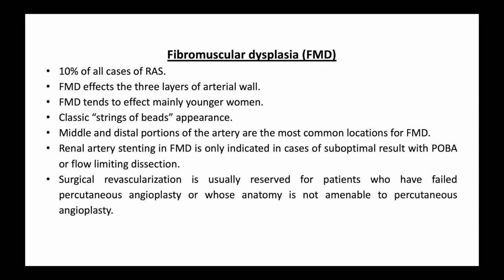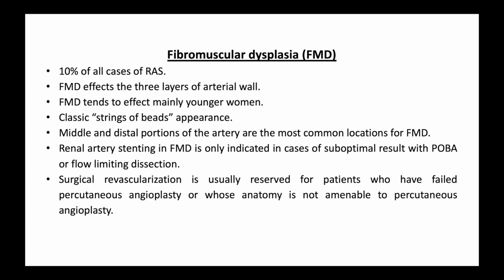Just a few, rather 2 slides about fibromuscular dysplasia. 10% of all cases of renal artery stenosis are due to fibromuscular dysplasia, and 90%, the bulk, is atherosclerotic disease. Now, FMD affects the 3 layers of the arterial wall. It's mainly affecting younger women. The classic sign is a string of beads appearance that I'll show you in the next slide. Middle and distal portions of the artery are the most common locations, and the main treatment is balloon angioplasty.